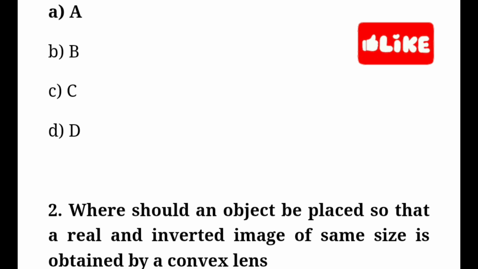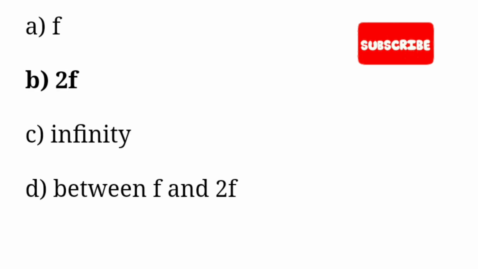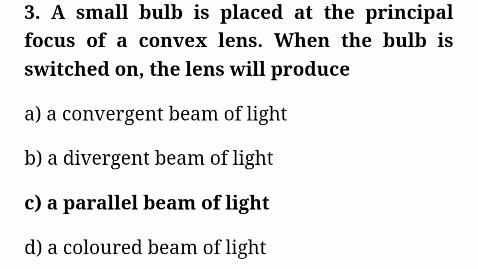Second one, where should an object be placed so that a real and inverted image of same size is obtained by a convex lens? Answer option B, 2F. Third one, a small bulb is placed at the principal focus of a convex lens. When the bulb is switched on, the lens will produce option C answer, a parallel beam of light.